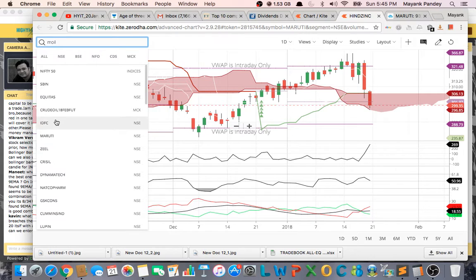Okay, so the next one is from Ankur. The Ichimoku cloud setting, so that I can screenshot, please. Yes, Ankur, as I said, I will share the screenshot.